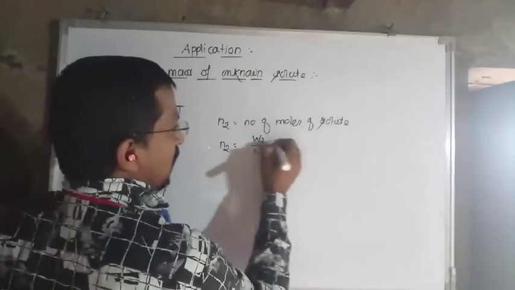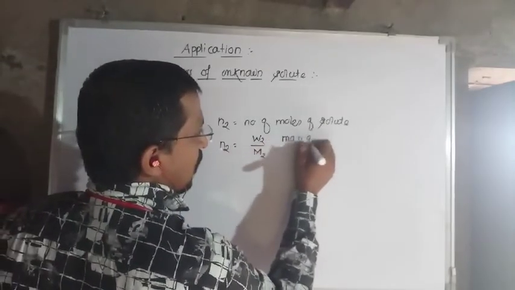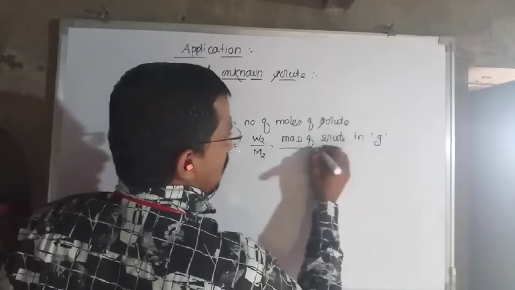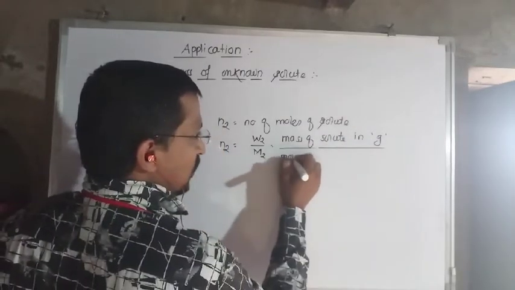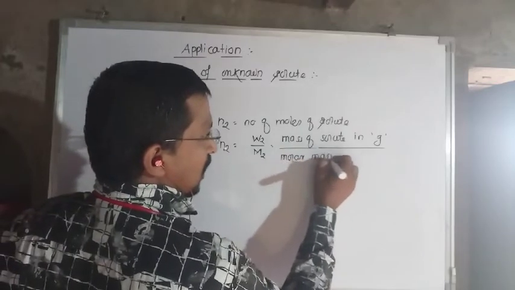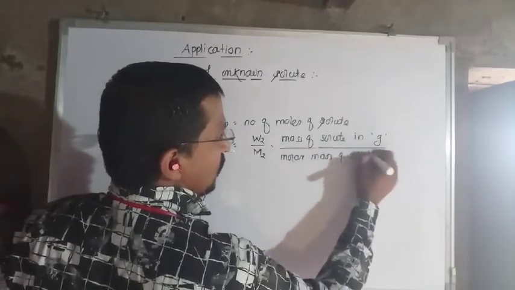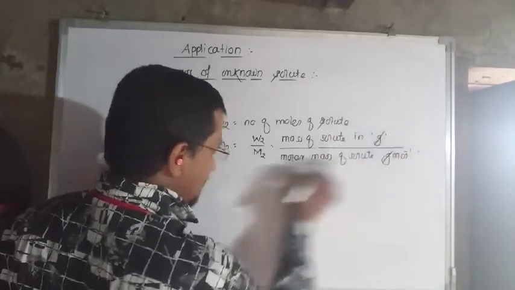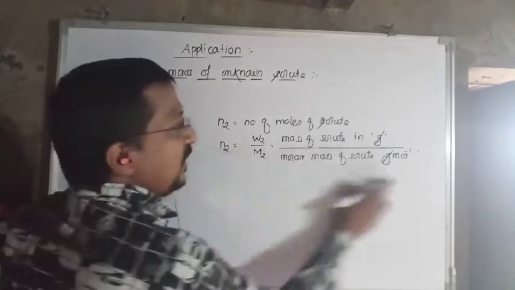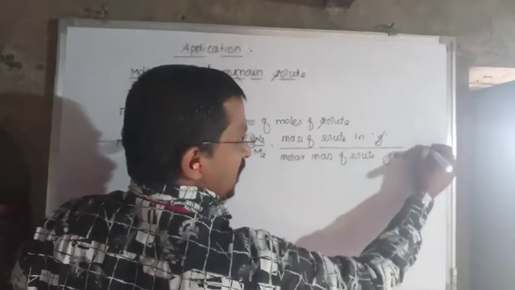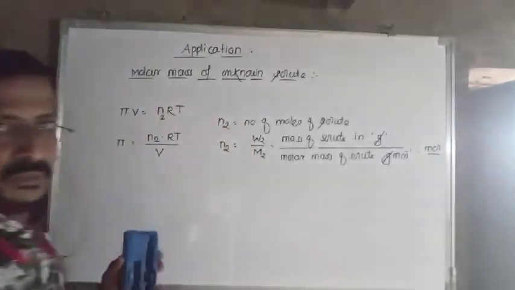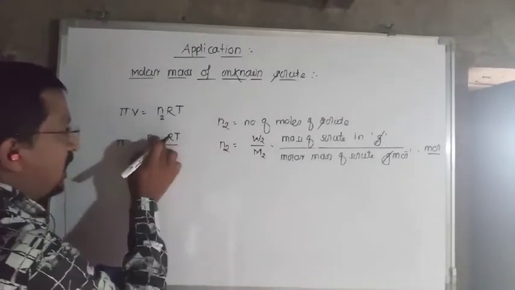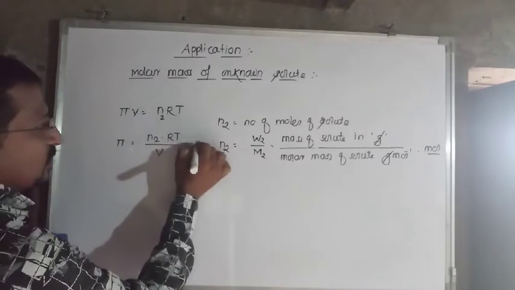W2 is the mass of solute and capital M2 is the molar mass of solute. So W2 is the mass of solute in grams, divided by capital M2, the molar mass of solute in grams per mole. That's why the grams cancel and small n has the unit moles. Just substitute the value of n2 as W2 by M2 in the equation. Call this equation one.